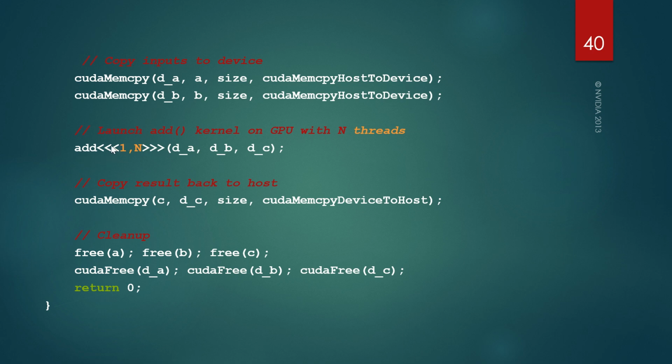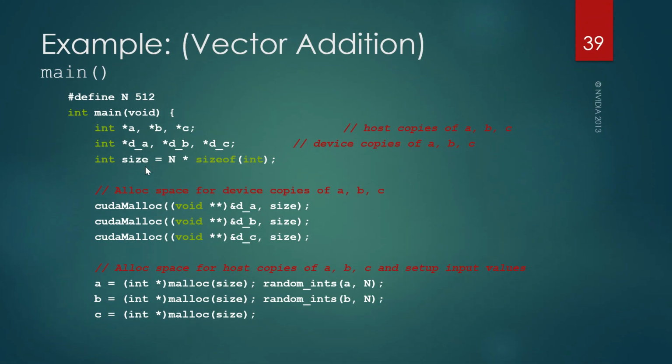You have the triple less-than and triple greater-than, which indicates that it is a kernel launch. Not only that, but in front you would have something that says global. It's two underscores and global. Well, not when you're calling it, but when you're defining it. I'm not sure if it was in here.